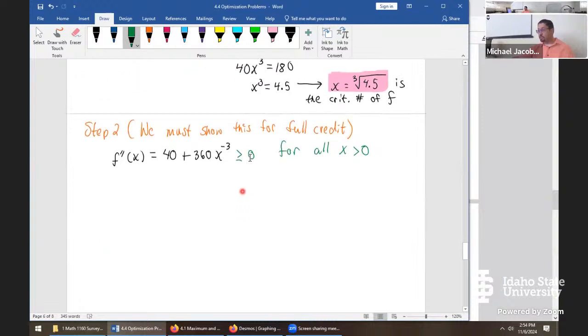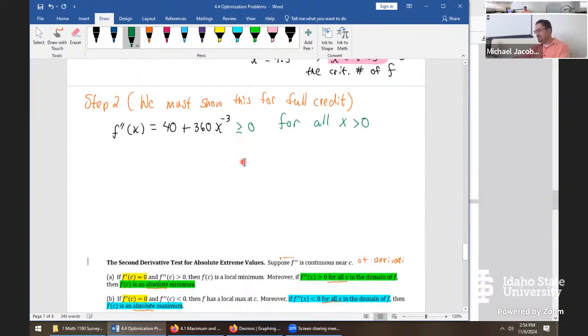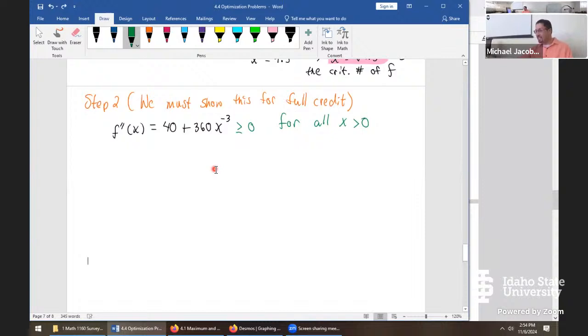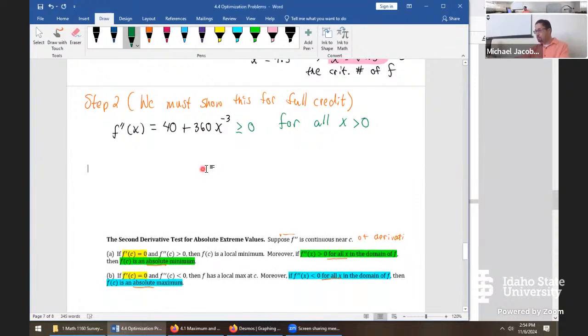And if we have greater than or equal to 0 here, let's pull up that test. Oh, we didn't mean to delete the test. There we go. We have an absolute minimum. So step 3 is now in effect, where we can write down our conclusion. Any questions, folks, with step 2?